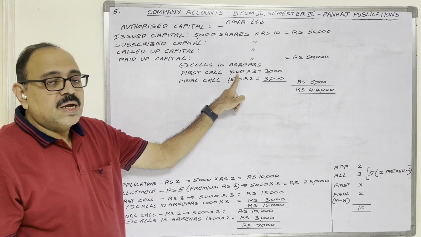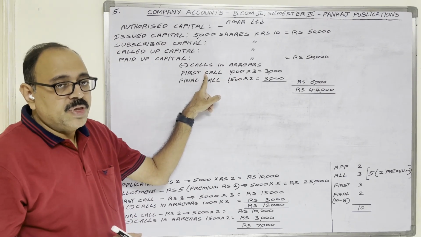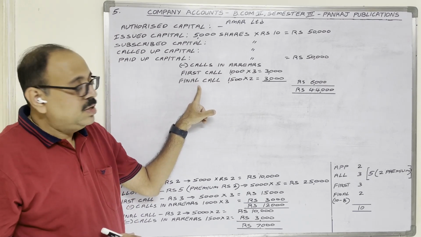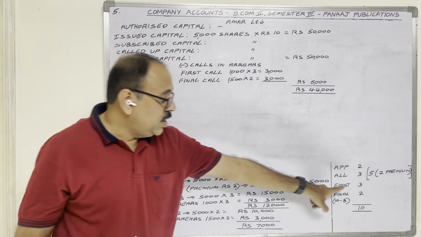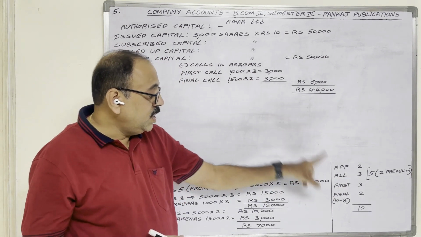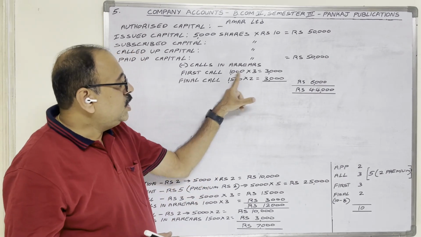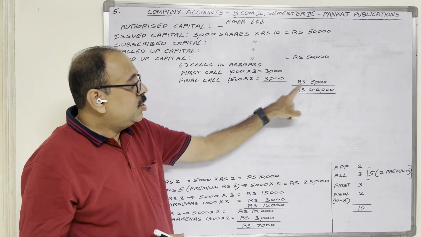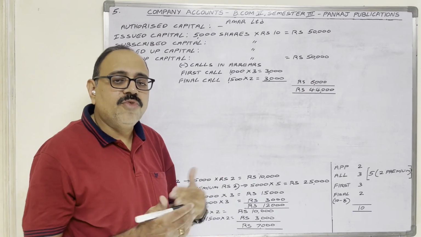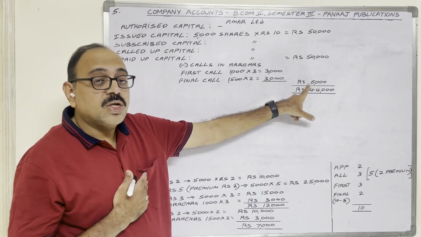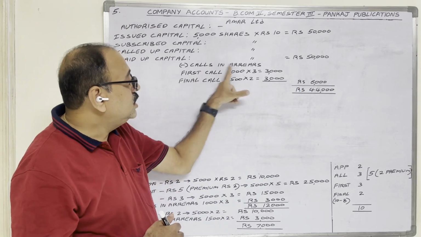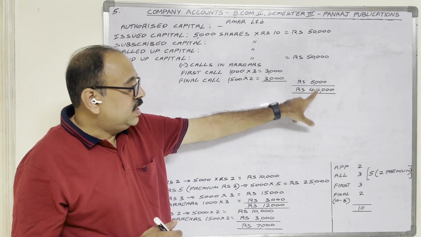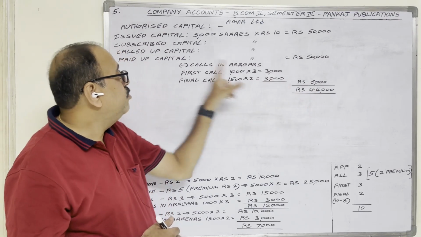On 1,000 shares, the company failed to collect first call money. On 1,500 shares, the company failed to collect final call money. On one share, the first call is 3 rupees and the final call is 2 rupees. Therefore, 1,000 into 3 rupees is 3,000, and 1,500 into 2 rupees is 3,000. Total 6,000 is not going to come from the public. This 6,000 is lost to the company and is known as calls in arrears. So from called up capital, when we subtract calls in arrears, the remaining amount 44,000 is paid up capital.